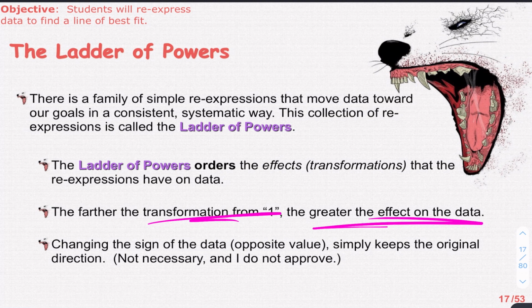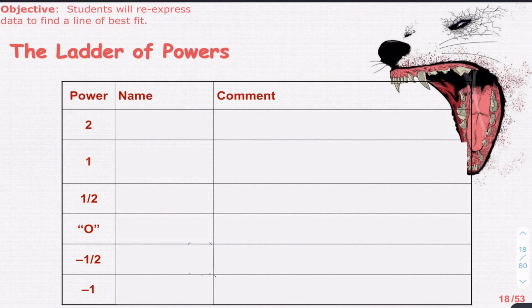Changing the sign of data or opposite values simply keeps the original direction, not necessary, and I do not approve. So you could change the sign, but then it throws a monkey wrench in everything. So I don't think you have to actually change signs of data at all. What we are going to do is apply operations to rescale. That's the idea. So here are our powers.